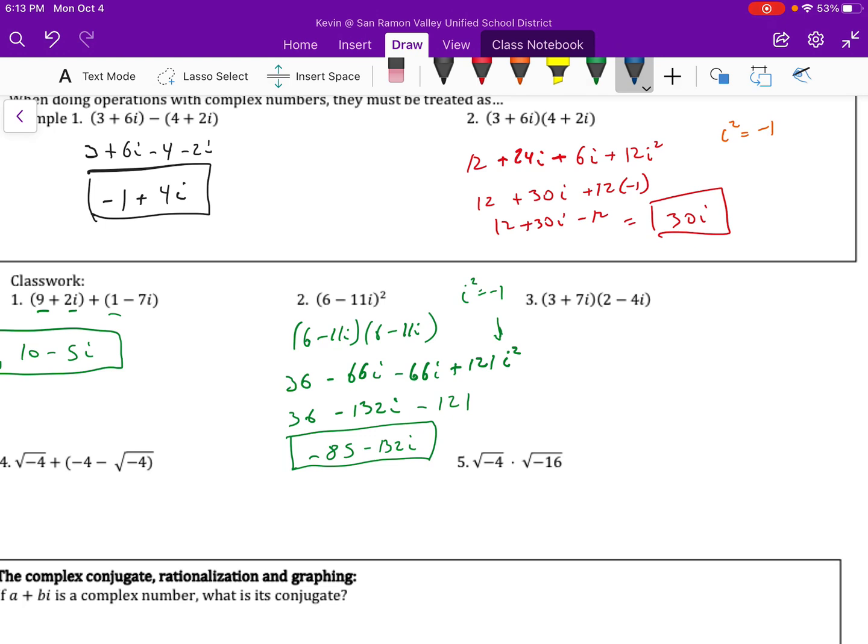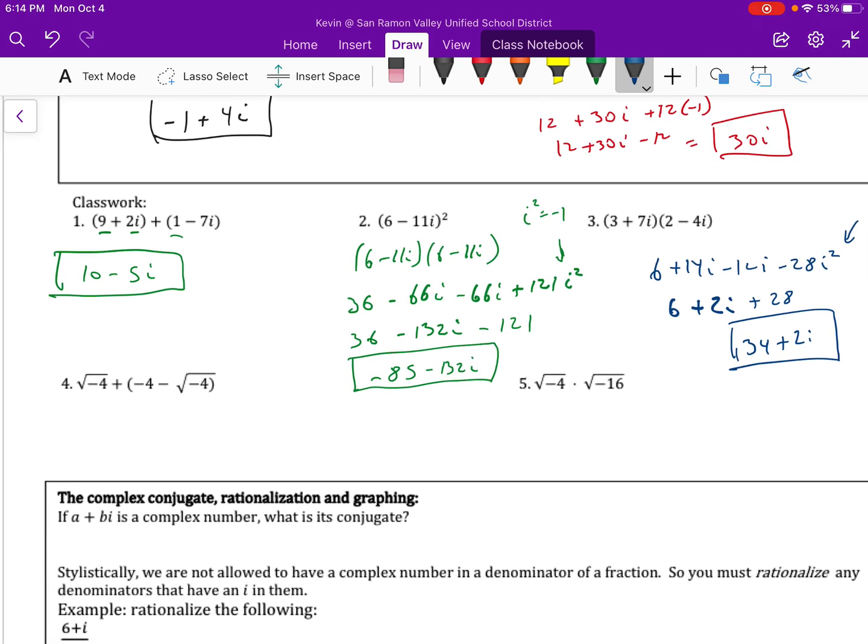Look at number 3. Again, we're going to multiply the two complex numbers. 3 times 3 is 9, and then this is going to be plus 14i minus 12i, and then 7 times 4, -28i squared. 9 plus 2i, combining my like terms, and then this is going to be plus 28, again because i squared equals -1. -1 times -28, positive 28. 9 plus 28 is 37 plus 2i.